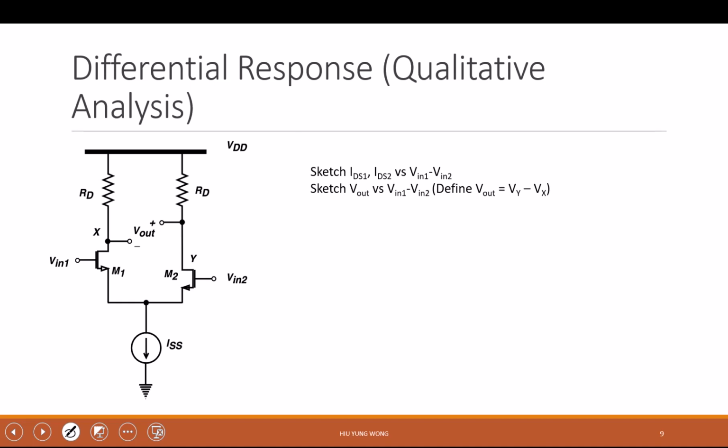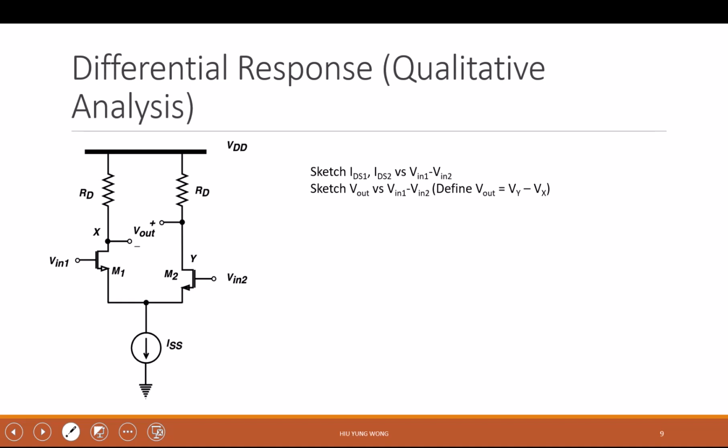To differential operation. We are very good about the common mode now. We know that if you go up at the same time, the current doesn't change, ISS divided by 2. The differential output is 0 because ISS divided by 2 is the same on the left and right branch. We also know that there's some overdrive concept.